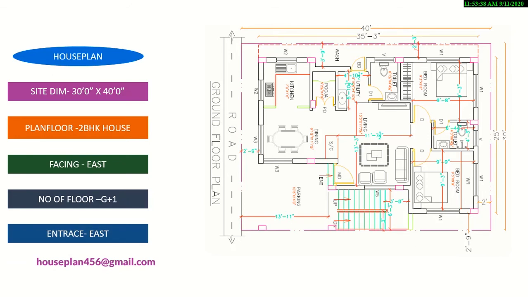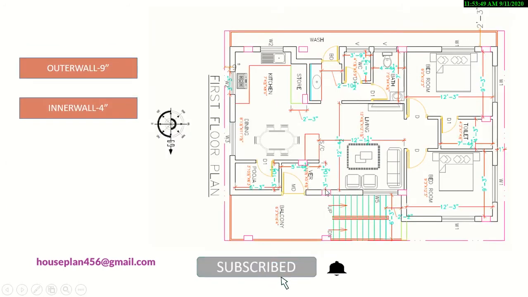Main door entrance is provided towards east facing. This is ground floor plan. This is first floor plan. All outer walls are 9-inch thick brick wall and inner walls are 4-inch thick brick wall. Let's see details of ground floor plan.